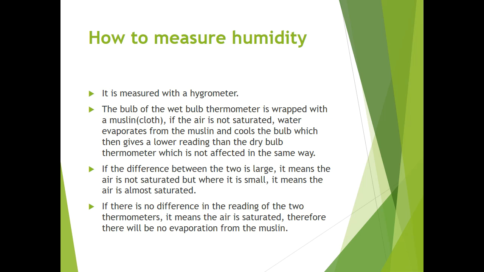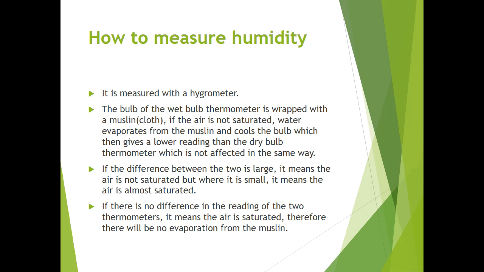However, if the difference between the two is large, it means the air is not saturated with water and can still absorb more water vapor. But where the difference is small, it means the air is almost saturated with water. If there is no difference in the reading of the two thermometers, it means the air is saturated already with water. Therefore, there will be no evaporation of water from the muslin.